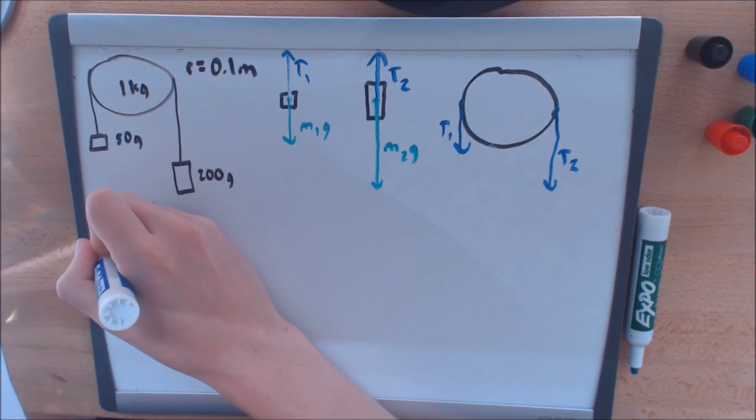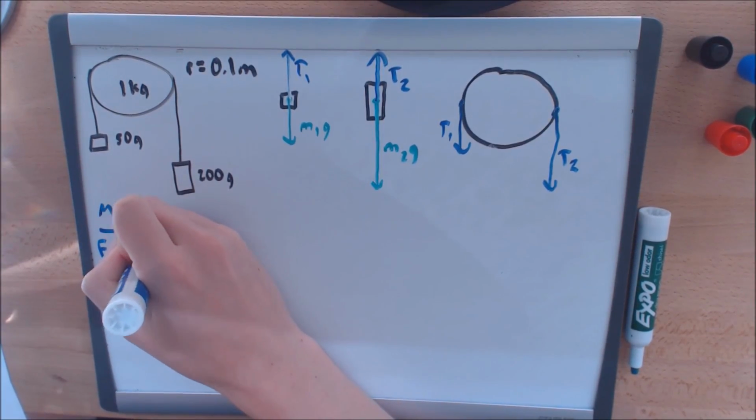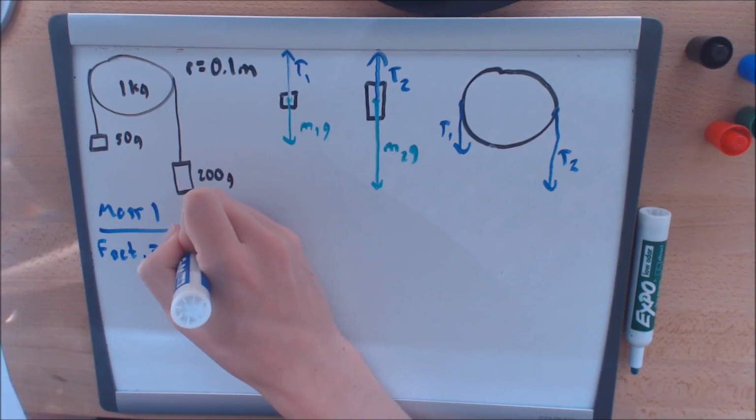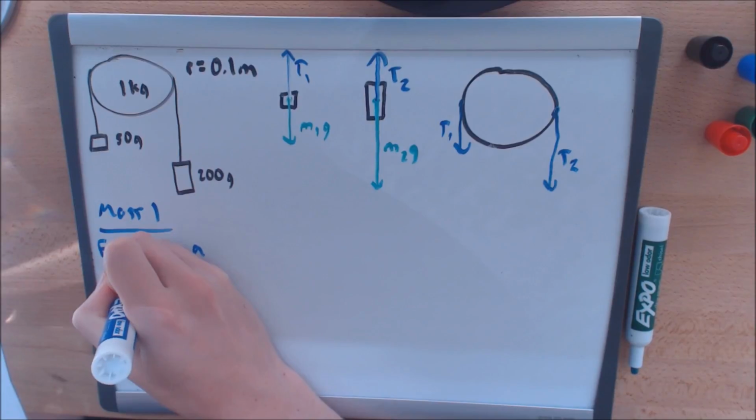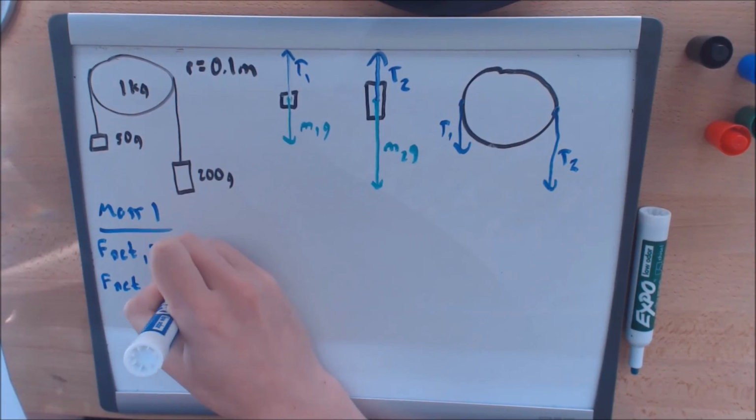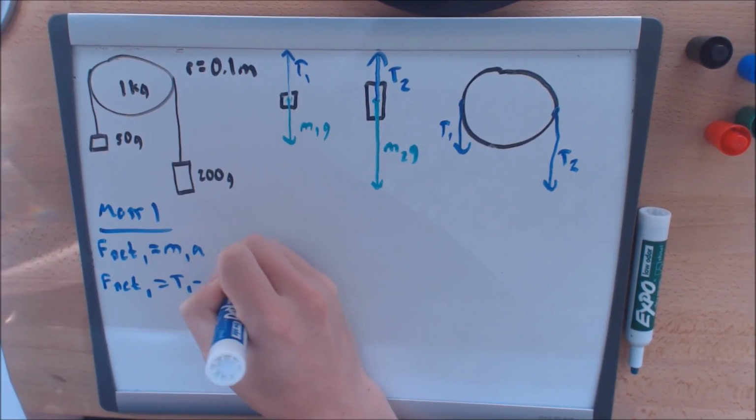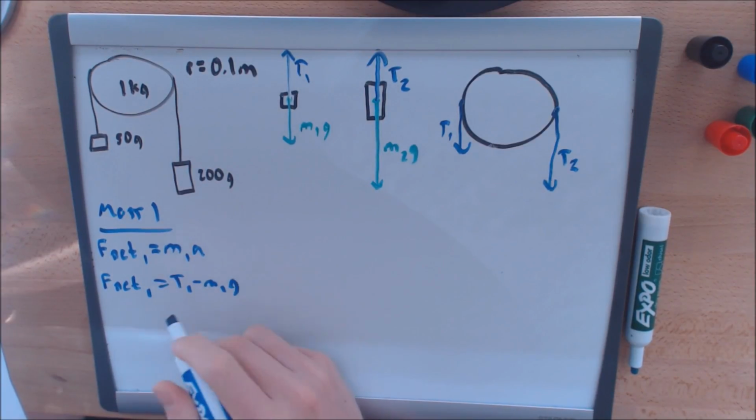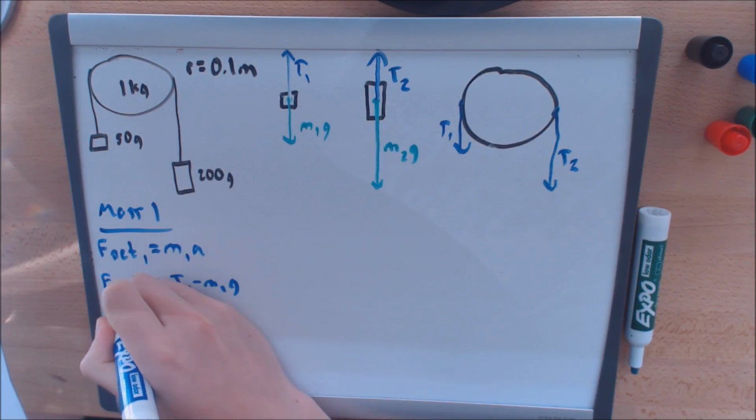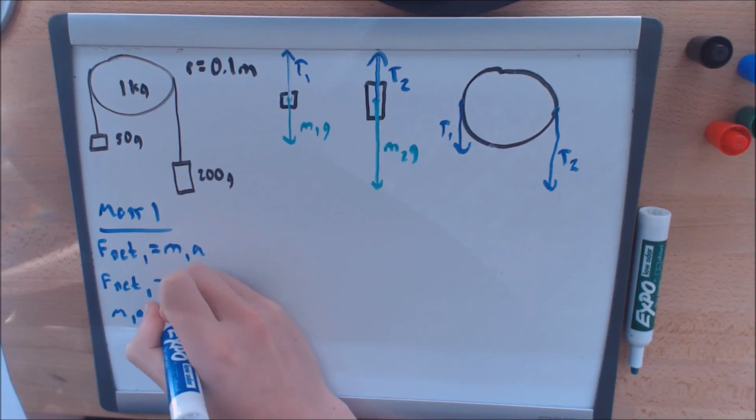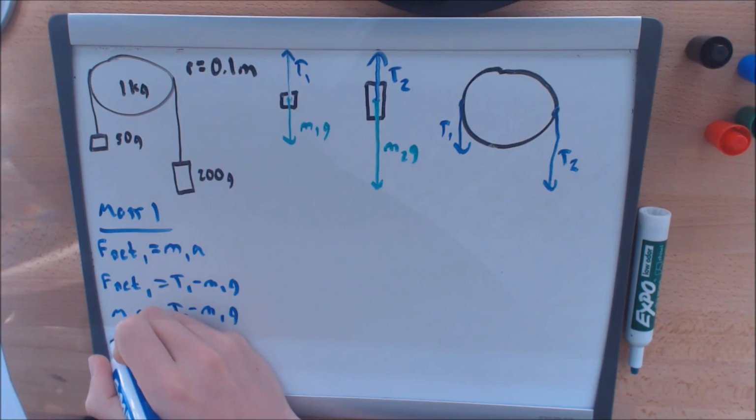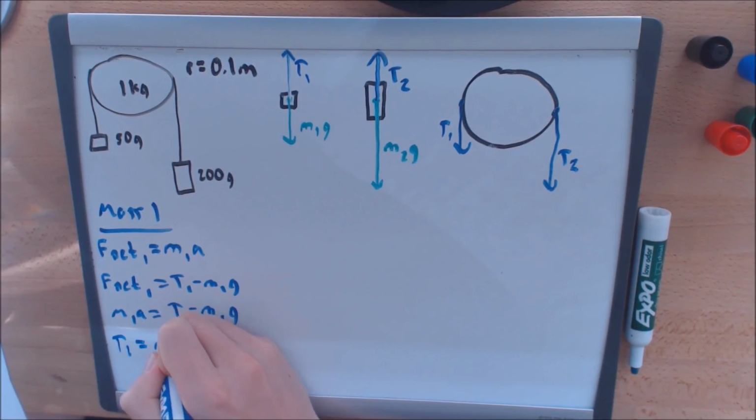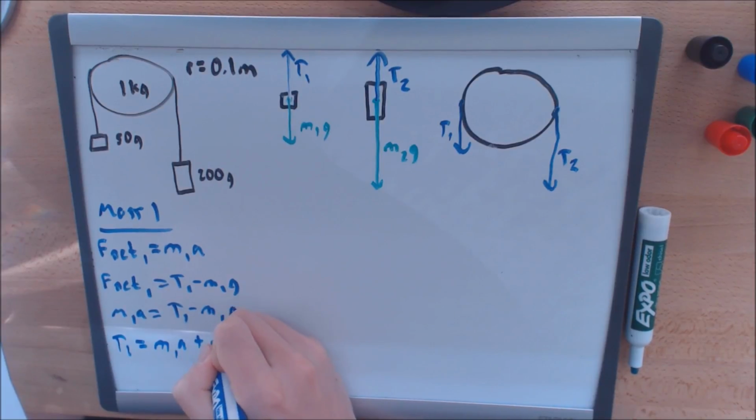We know our F net is equal to M1A, and our F net 1 also equals tension 1 minus M1G from our force diagram. So we can say M1A equals tension 1 minus M1G, and then we can rearrange this and get tension 1 equals M1A plus M1G. So that's great.